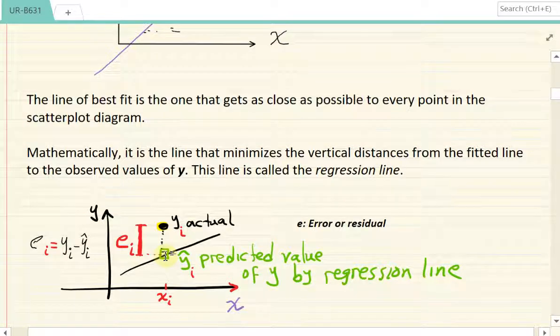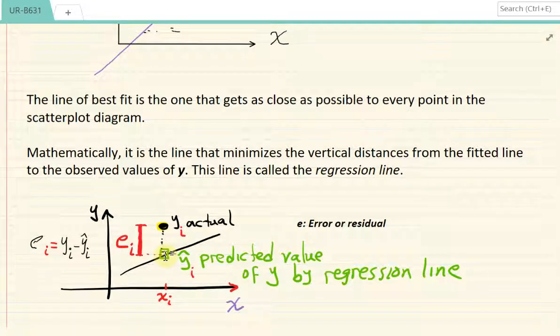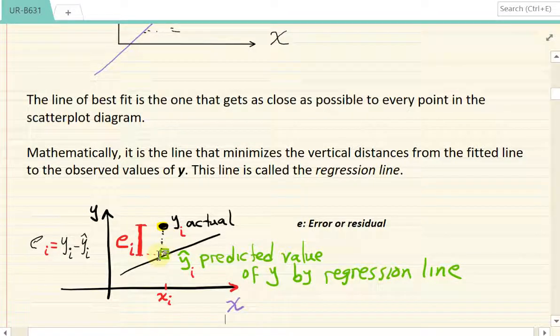So there is a difference between the actual and predicted value. That difference, which is the error of our approximation, is called the error or residual. So this is the ith residual. e sub i is the residual for the ith observation, and it's given by the actual value minus the predicted value.